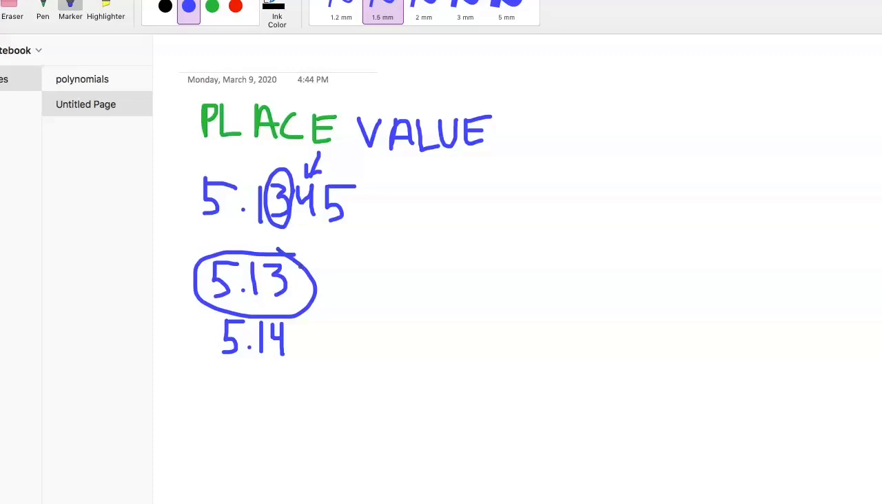And then finally we'll have thousandths. Okay, so we see 5.134. That 4 is in the thousandths place.